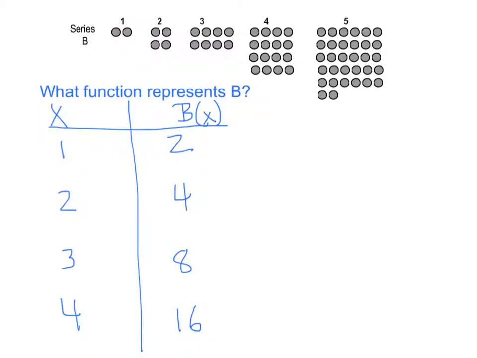Here for Series B, we're asking ourselves the same question. What function represents Series B? I've gone ahead and drawn my T-chart, copying out my x values and my B values, or my results, because x and B represent the same things they did for Series A. X meaning time, and B meaning the result, or number of dots. So how do we get from 1 to 2, 2 to 4, 3 to 8, and 4 to 16? Well, just like in the last example, we could try adding 1 or multiplying by 2.